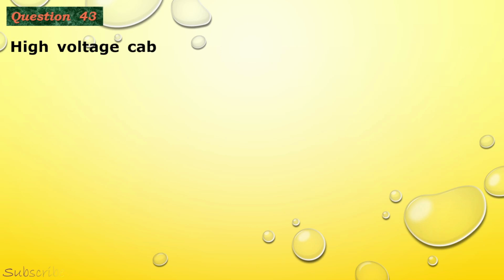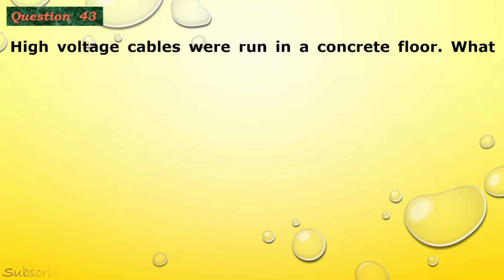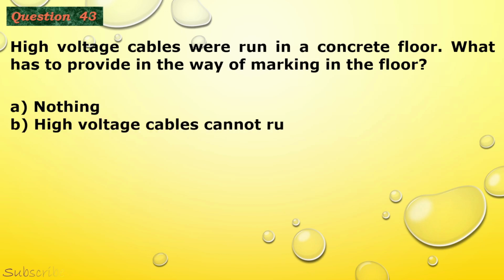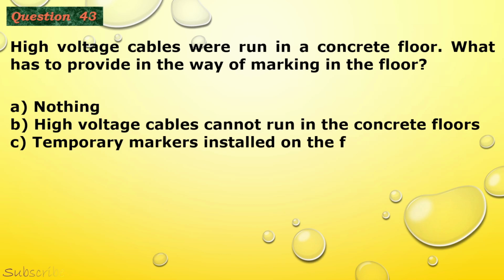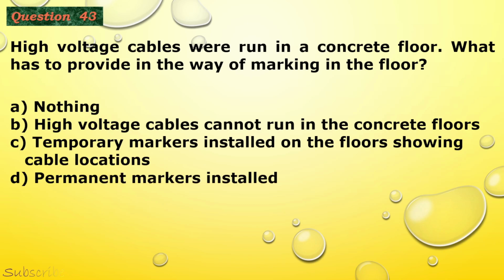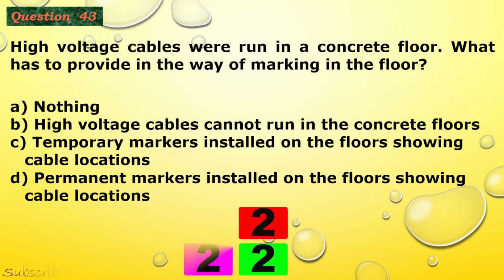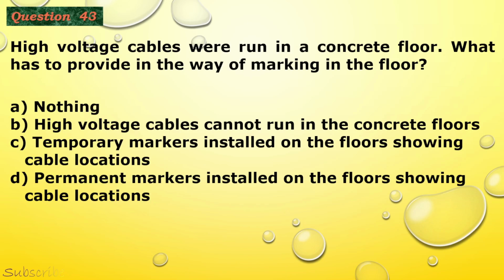Question number 43. High voltage cables were run in a concrete floor. What has to be provided in the way of marking in the floor? A. Nothing. B. High voltage cables cannot run in the concrete floors. C. Temporary markers installed on the floor showing cable locations. D. Permanent markers installed on the floors showing cable locations. The correct answer is letter B. High voltage cables cannot run in the concrete floors.